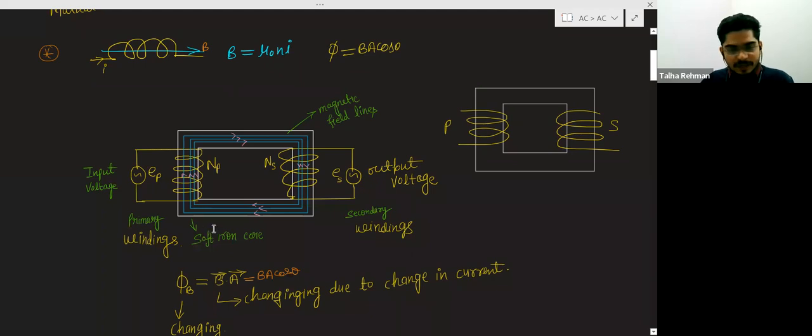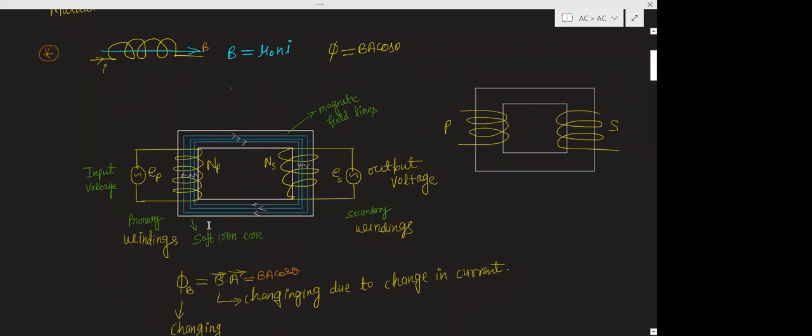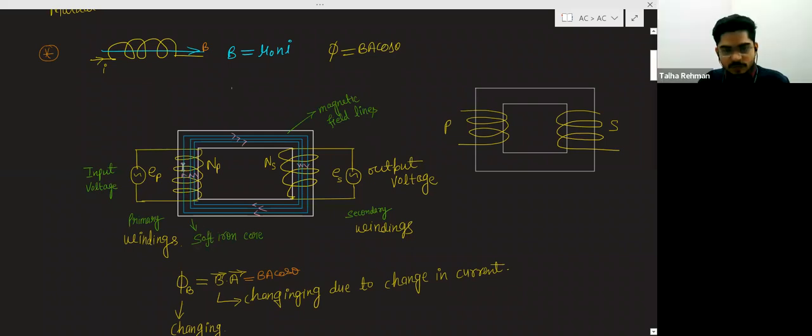Now, what will happen? This is a soft iron core. These are the magnetic field lines in the primary winding. Due to this soft iron core, these magnetic field lines will go across the secondary winding. Why? Because the soft iron core has the property to confine the magnetic field lines within itself. So the soft iron core will bend the magnetic field lines like this, and finally the magnetic field lines will pass through the secondary winding. The blue color lines represent the magnetic field lines.